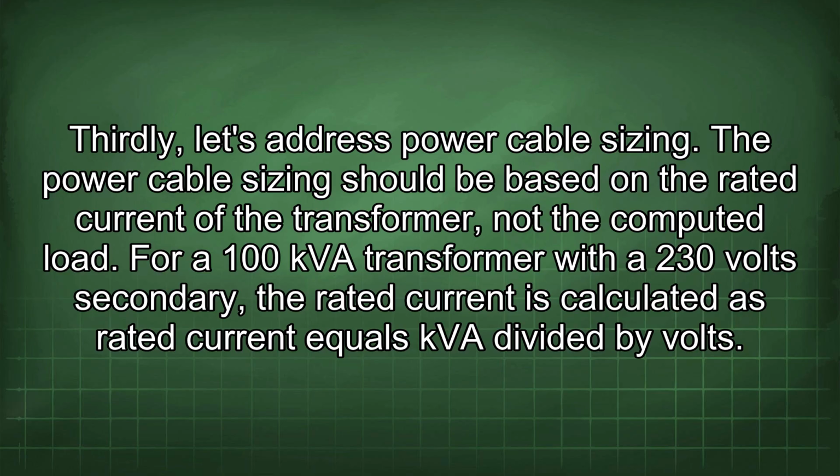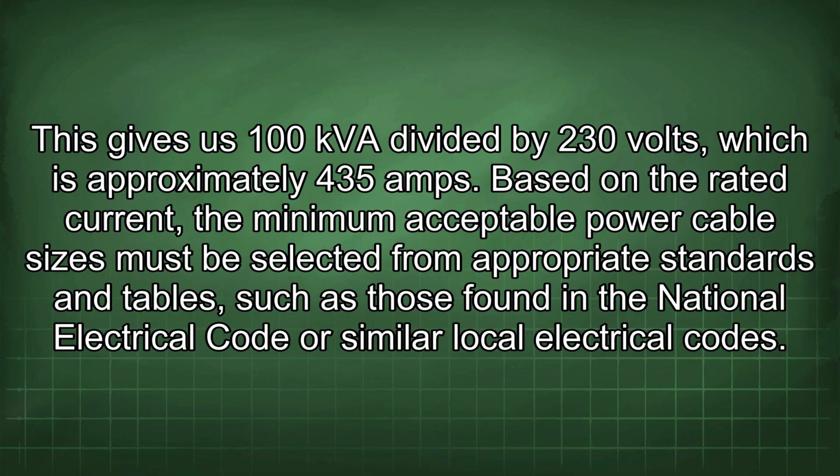Thirdly, let's address power cable sizing. The power cable sizing should be based on the rated current of the transformer, not the computed load. For a 100 kVA transformer with a 230 volts secondary, the rated current is calculated as rated current equals kVA divided by volts. This gives us 100 kVA divided by 230 volts, which is approximately 435 amps.